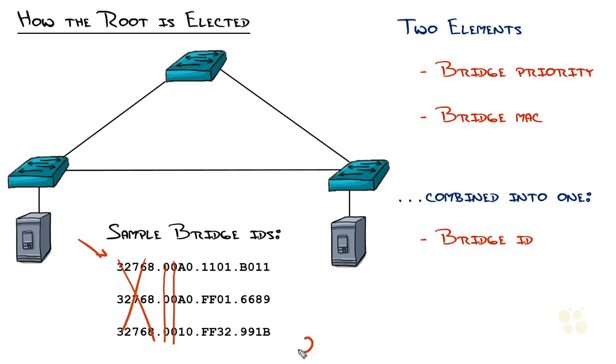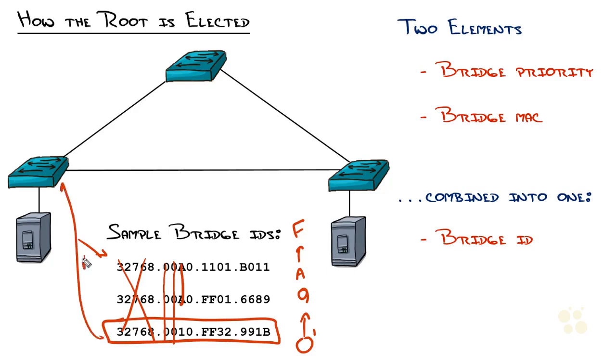Well, hexadecimal is 0 through 9 and then A through F. So 1 is right there. So right there, you've broken the tie. That is the lowest bridge ID. So whichever one of these switches has that as its MAC address becomes the root bridge. And will stay the root bridge until something comes along that has a lower bridge ID.